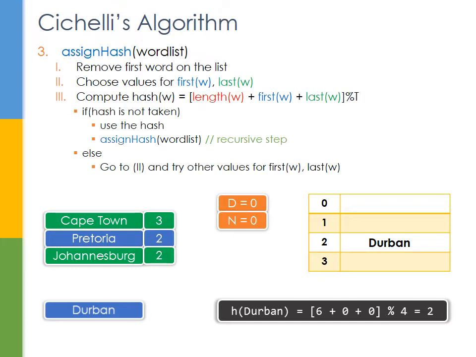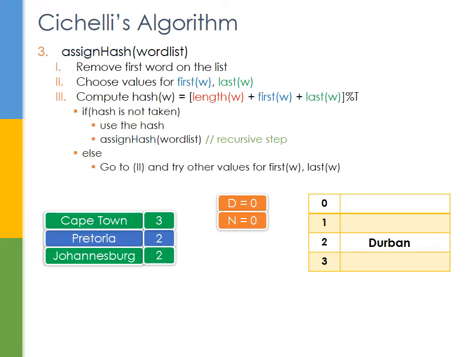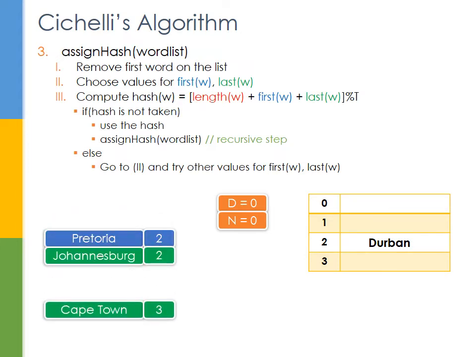Well, luckily for Durban, he's the first one to arrive, the table is empty, everything is up for grabs, so Durban just ends up in position 2, and that's the end of it. To the next word, which is Cape Town. Always take the next one from the top of the list. What should we decide for Cape Town?